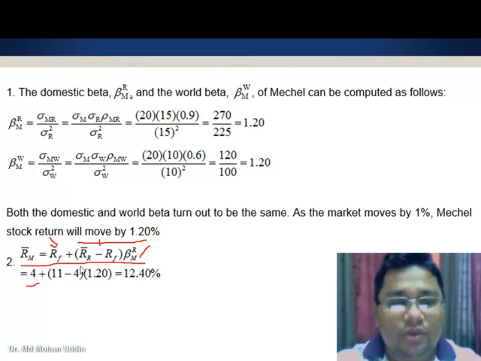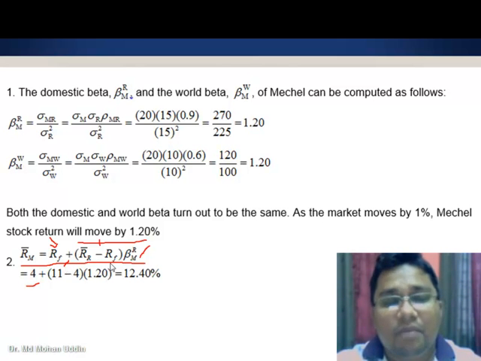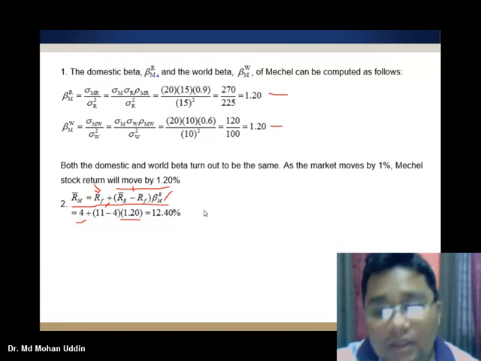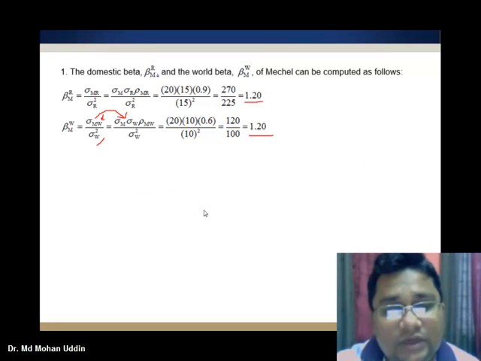So we have to take the market return of Russia, which is 11%, minus the risk-free rate 4%, times the domestic market beta, which is 1.20. In this case both the domestic market and the world market betas are 1.20, so even if you put the world market beta by mistake, you will get the correct result, but be careful about that. Now, what is the third question?